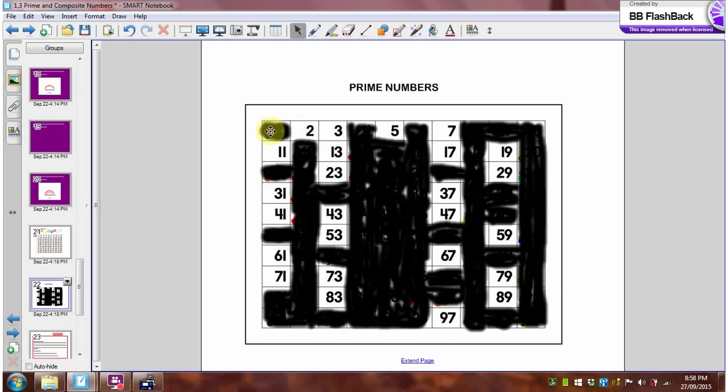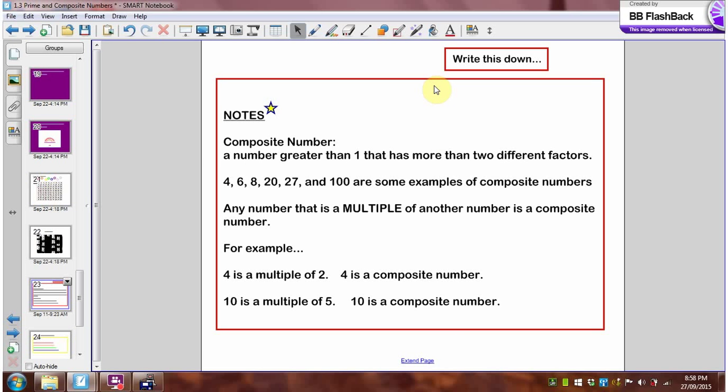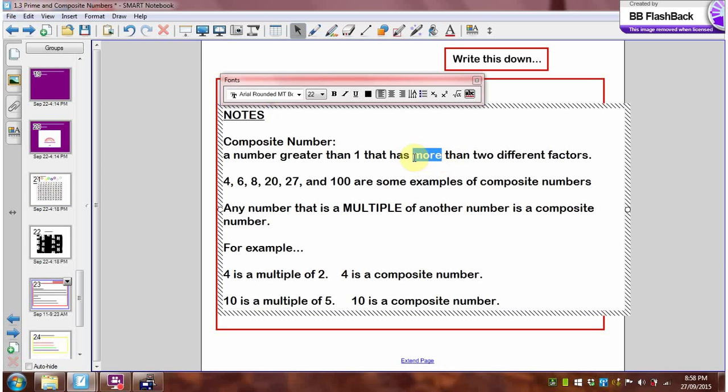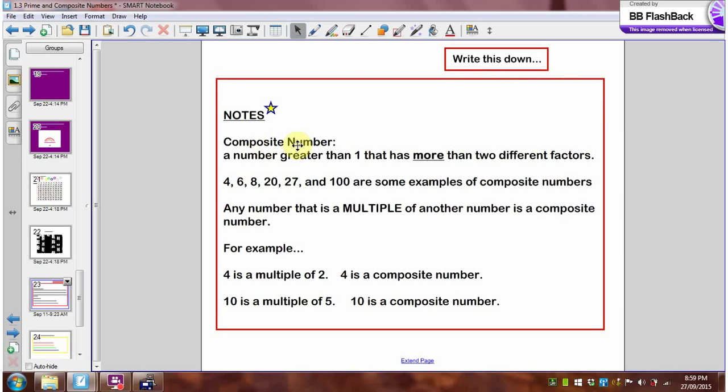All right, so what are the numbers that we colored in black? What do you call numbers that have more than just two factors? That's the next thing I want you to write down. So write this down in your exercise book. Notes. Composite number: a number greater than 1 that has more, actually we should highlight that, has more than two different factors. So composite number, a number greater than 1 that has more than two different factors.